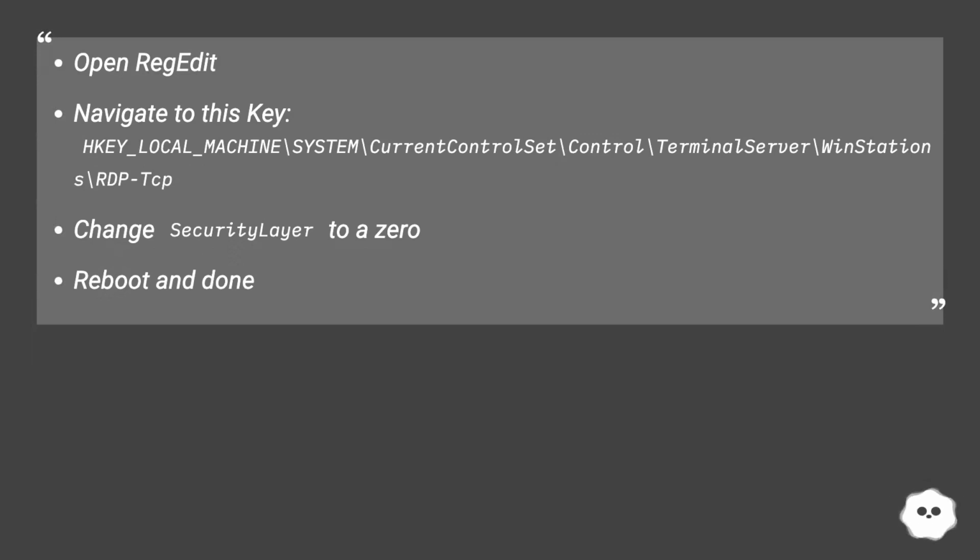Open Regedit, navigate to this key, HKEY_LOCAL_MACHINE/SYSTEM/CurrentControlSet/Control/Terminal Server/WinStations/RDP-Tcp, change SecurityLayer to a 0, reboot and done.